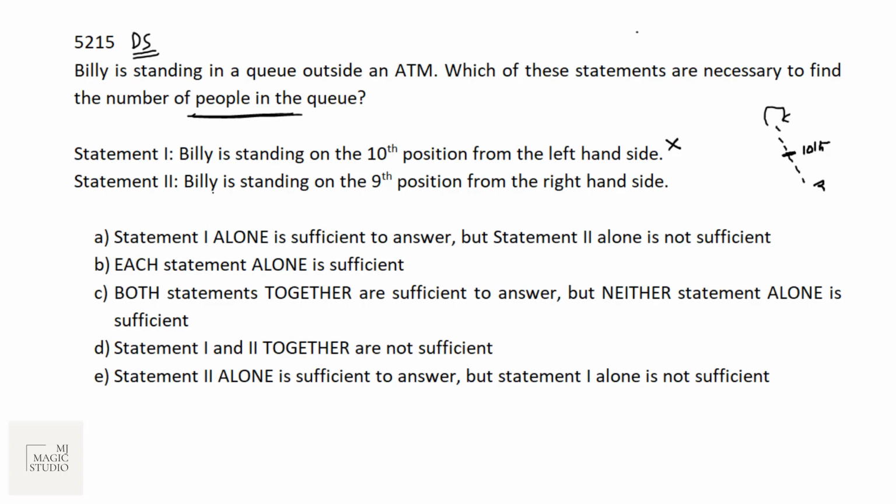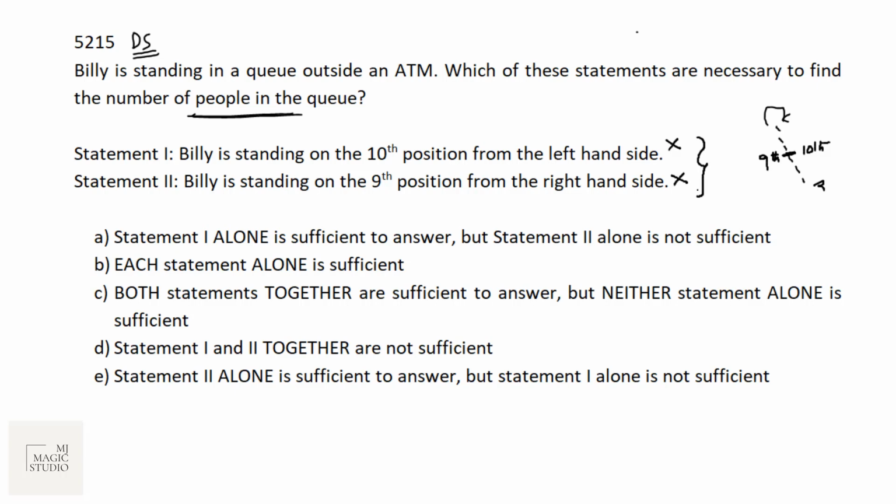Now statement 2 says Billy is standing at the 9th position from the right hand side. From the right hand side, his position is 9th. But it means that there are 8 people behind him. But how many people are there in front of him, we don't know by using statement 2 alone. If we use statement 2 alone, Billy is standing at the 9th position from the right hand side, but how many people are ahead of him, we don't know. That means we are not in a position to finally answer how many people are there in the queue. Statement 2 alone is also not sufficient.